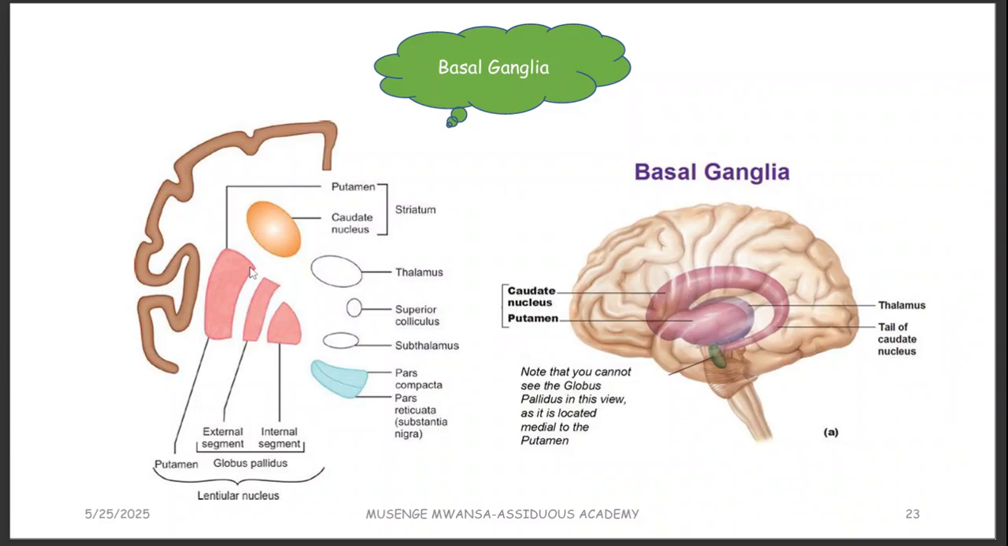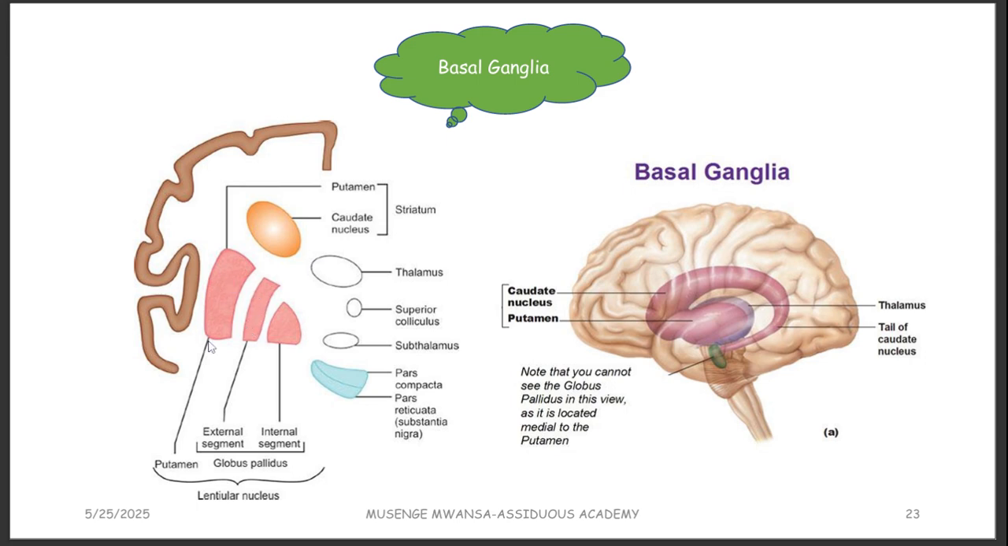So the basal ganglia has got this nucleus that you can see on top, which you call the caudate nucleus. And then you have got these parts that you can see. These are just two parts. The one that is lateral is the putamen, and then the one that is medial is the globus pallidus. Now the globus pallidus has got two parts. You have got the one that is internal or medial, and the one that is external or lateral globus pallidus.